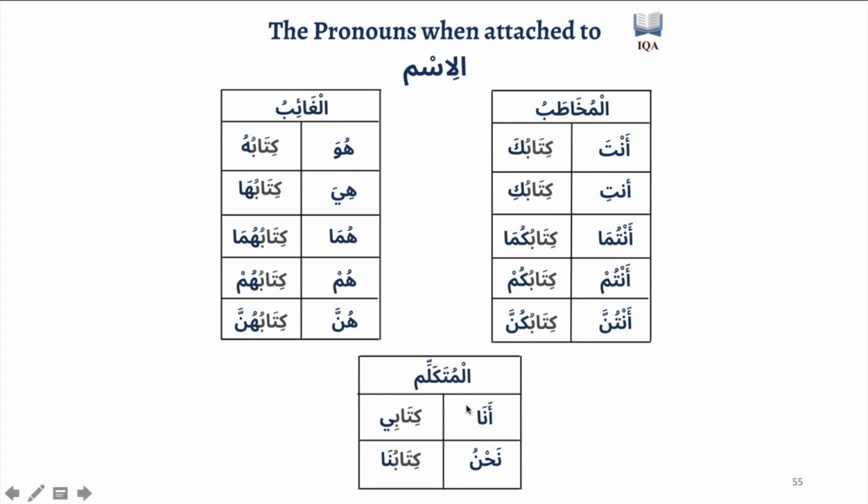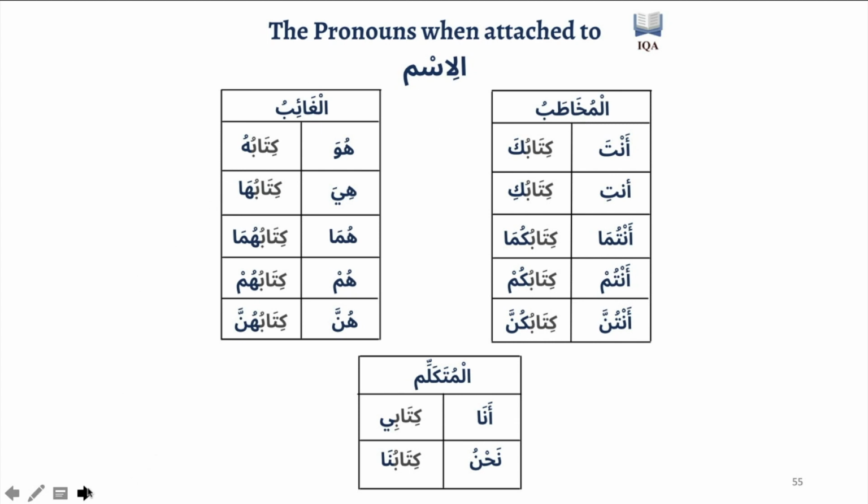For the first person, ana becomes ya. So kitabi means my book. And the ya there is the equivalent of I. Rabbi, dini, rasuli, and the list goes on. Nahnu becomes na, kitabuna, our book. So that is how a pronoun is attached to an ism, and it always comes as a mudaf ilayh.